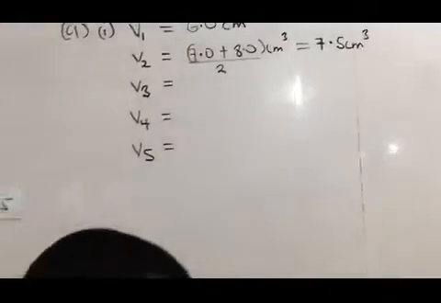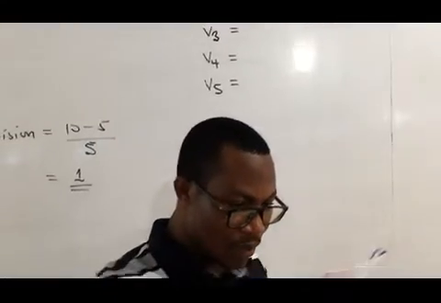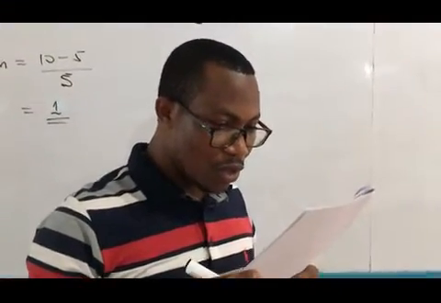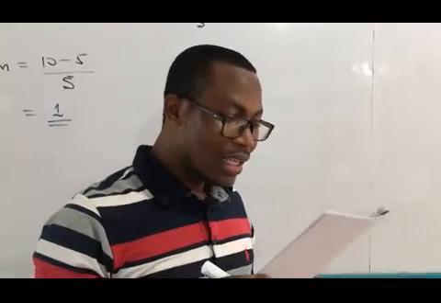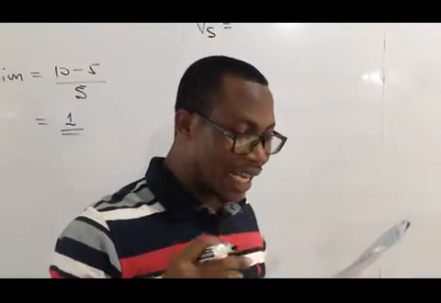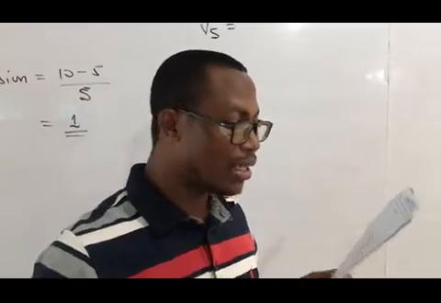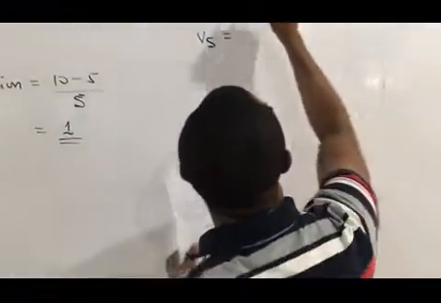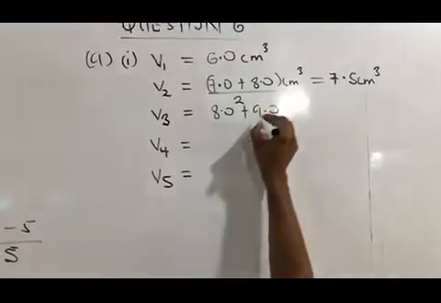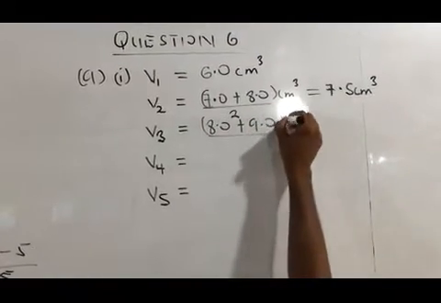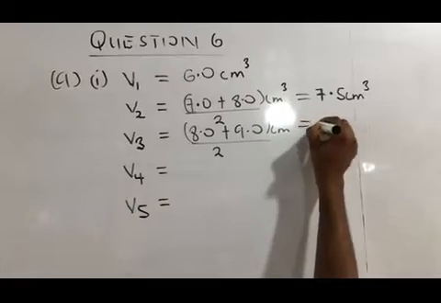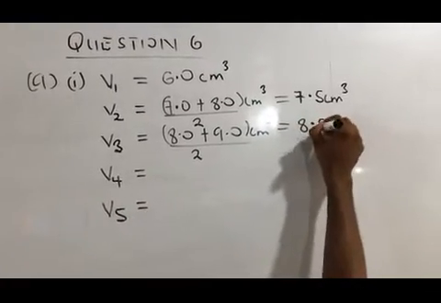And then you have V3 also pointing between the values 8 and 9. So now to add the two, that will be 8.0 plus 9.0 in centimeter cube over 2. So that gives you 8.5.